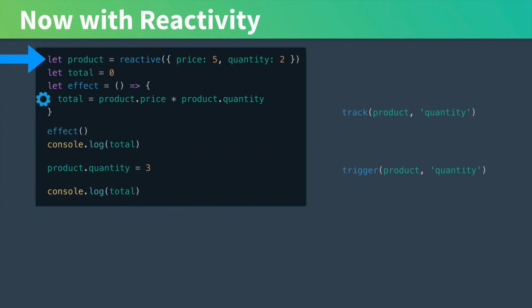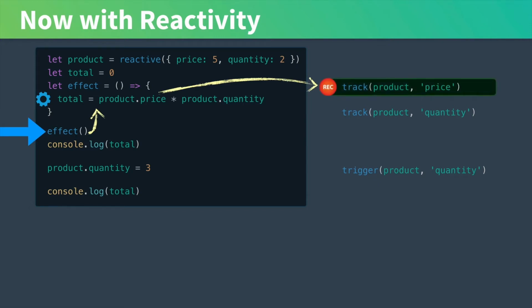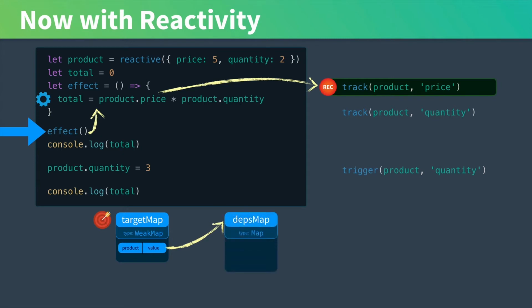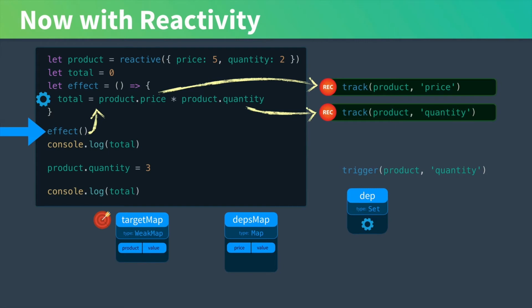Our reactive function returns a proxy into our product object. We have our total effect. When we try to get price, it will run track, product, price. And inside the target map, it'll create a new mapping for product, with the value being a new depsMap. And this will map the price property to a new dep, which is a set of effects, adding our total effect to the set. Then we'll call product.quantity, which is another GET request, which will call track product quantity.